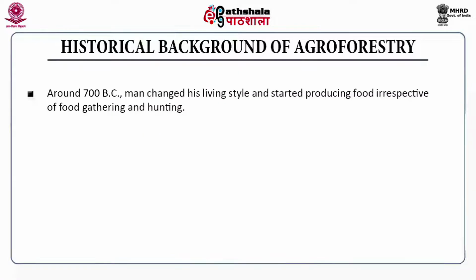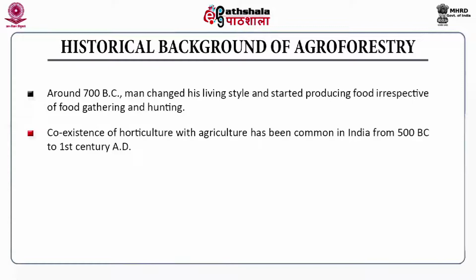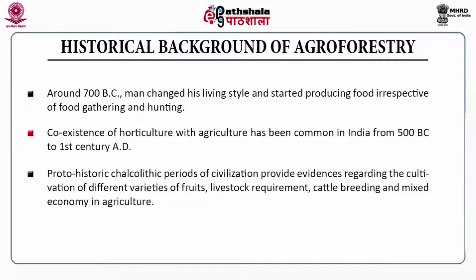Now, coming to the historical aspects of agroforestry. Around 700 BC, man changed his living style and started producing food instead of hunting and food gathering. Coexistence of horticulture with agriculture has been common in India from 500 BC to 1st century AD. Proto-historic Chalcolithic periods of civilization provide evidence regarding the cultivation of different varieties of fruits, cattle breeding, livestock requirement and mixed economy in agriculture.